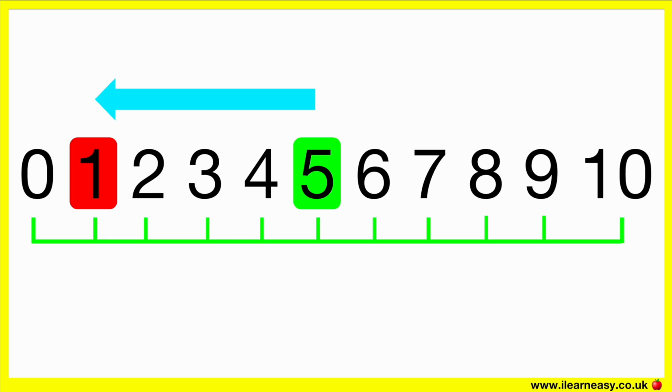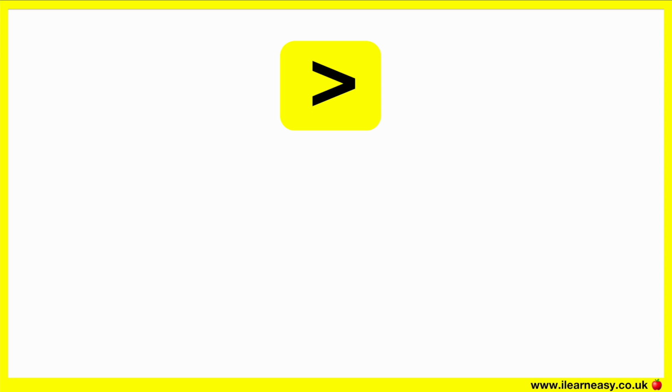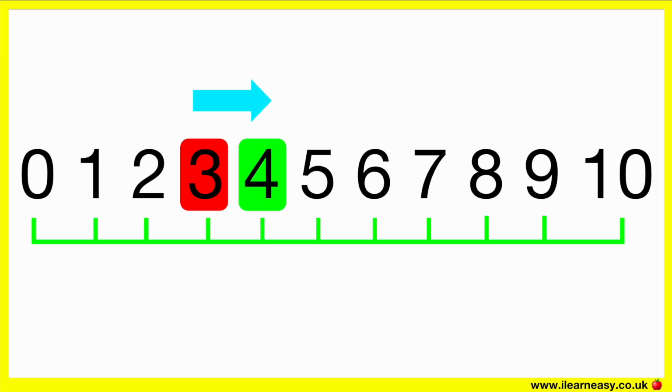We can use symbols to show the value of one number compared to another number. This is the symbol for more than. This is the symbol for less than. And this is the symbol for equal to. So now let's look at the same examples using these symbols. We know that 4 has a higher value than 3, therefore it's further up the number sequence. So we can write it like this. 4 is more than 3.